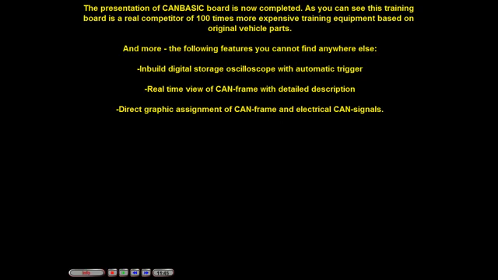As you can see, this training board is a real competitor of 100 times more expensive training equipment based on original vehicle parts. And more, the following features you cannot find anywhere else. Inbuilt digital storage oscilloscope with automatic trigger. Real-time view of CAN frame with detailed description. Direct graphic assignment of CAN frame and electrical CAN signals.